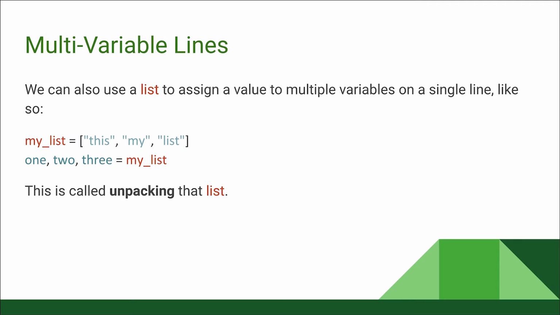You can also use a list to assign a value to multiple variables on one line. So if I have the variable myList stored as a list, I can save 3 variables, 1, 2, and 3, to equal the values stored in my list. And this process is called unpacking the list.